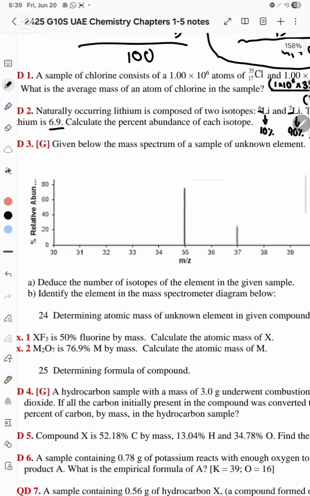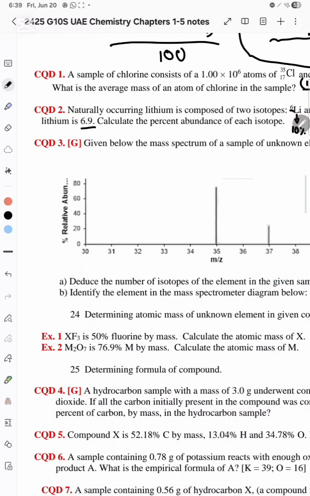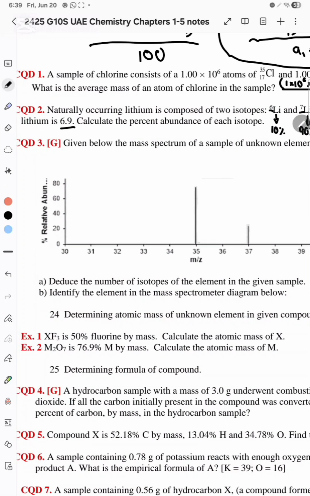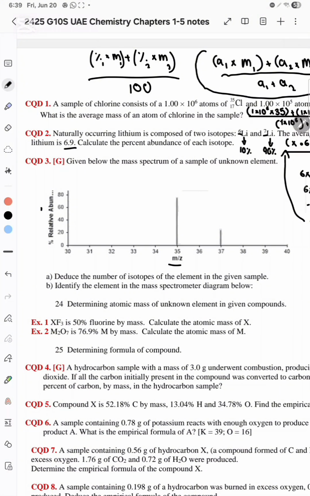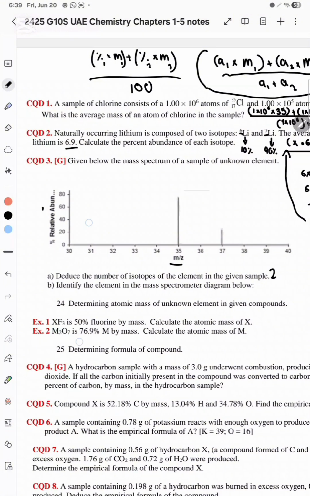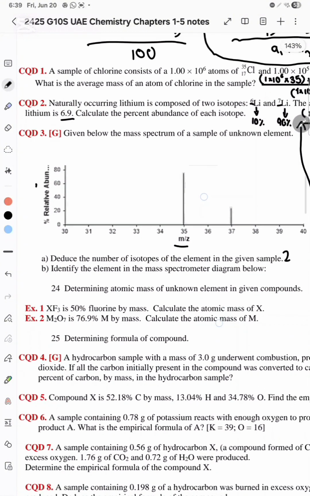Now let's go on to CQD 3. They gave us this relative abundancy, and I'm assuming it's molar mass, or mass per sample. So here's how much is the percentage abundancy, and this is how much it weighs. Deduce the number of isotopes. Now you're gonna say, how am I supposed to know how many isotopes we have? This one is 1 line, this is 2 lines, so you have only 2 isotopes. Now identify the elements in this diagram below. It's actually above, but anyways, it's fine.